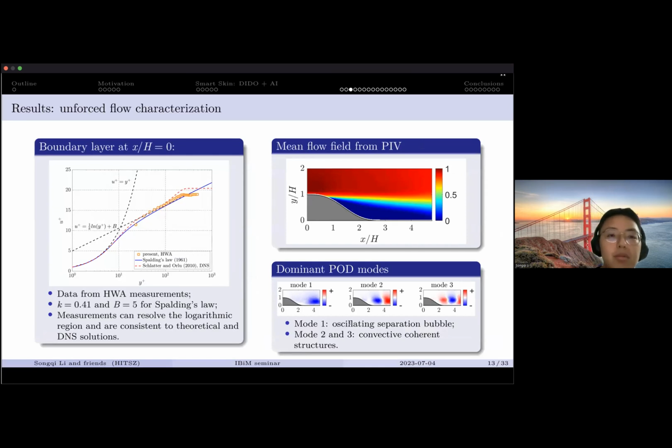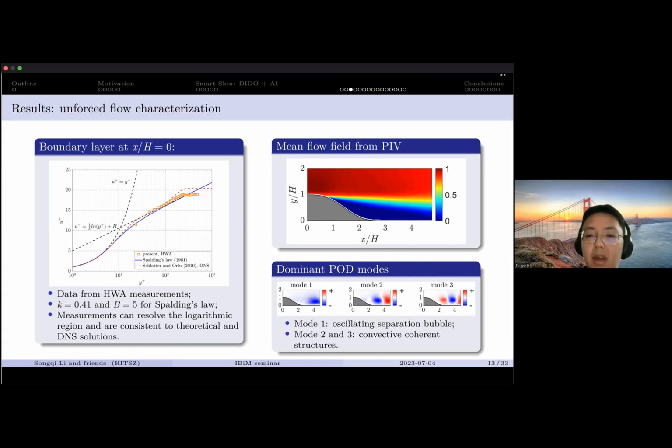So first we will present the aerodynamic characterization of the forced flow. This is basically the hot wire measurements of the boundary layer and also the PIV measurements of the forced flow on the center line. From the hot wire measurements, we see a very typical turbulent boundary layer, and it matches well with the theoretical results and also the DNS results from the literature from 2010. This justifies that the experimental setup is able to generate a well-developed turbulent boundary layer at the leading edge of the backward facing ramp.